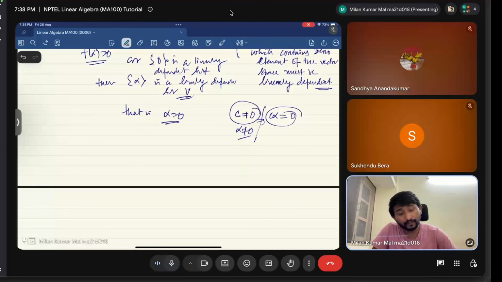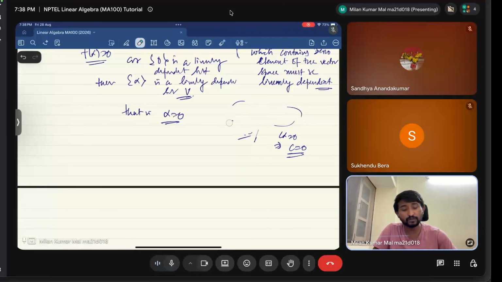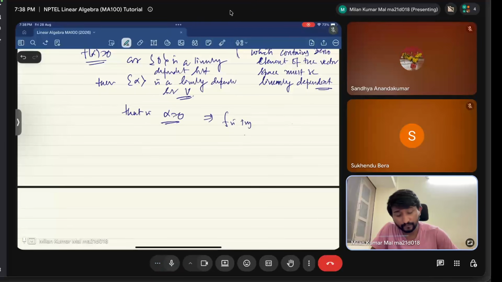That means alpha has to be zero, because if C alpha equals zero and alpha is not equal to zero, then the only way this product can be zero is if C equals zero. This scalar multiplication can be zero only if C equals zero. That is the singleton set. Okay, so f is injective. That says f is injective.